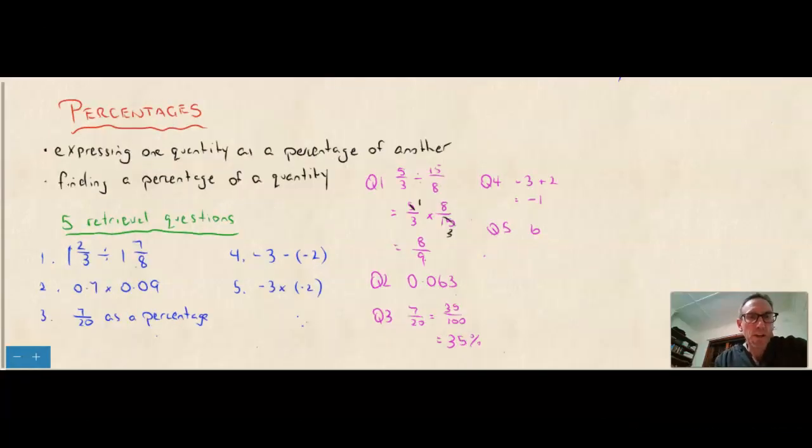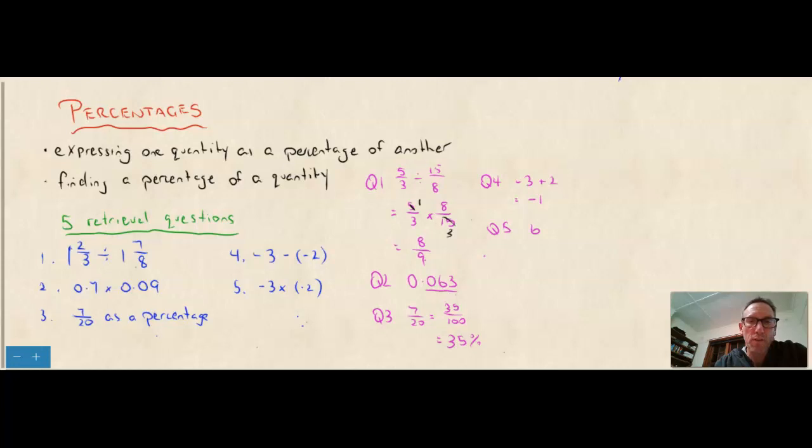Okay, so now checking your answers over here in pink. I got 8/9 here for the first one, turning the division into a keep, change, flip, and doing some simplifying, getting 8/9. For question 2, 7 9s are 63. They're the numbers, and I've got 1, 2, 3 decimal places, so I've got to fit 63 into 3 decimal places. So there we are, 0.063. 7/20ths, turn that into hundredths so that we can write it as 35 hundredths, 35%.